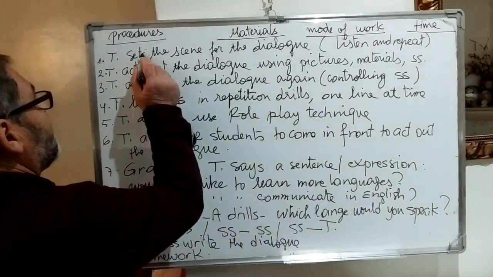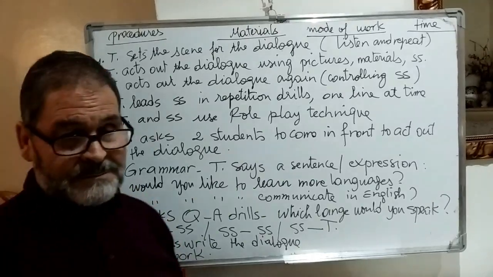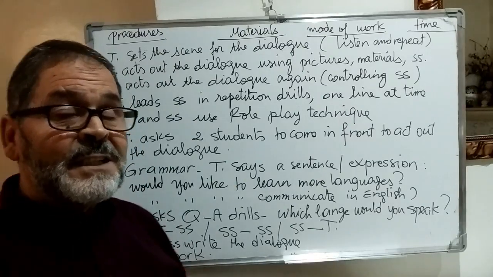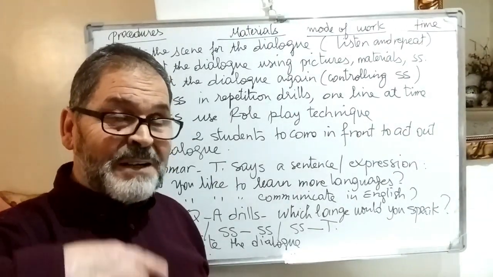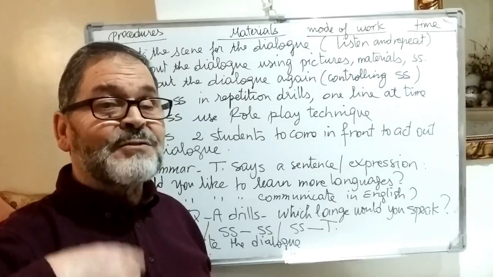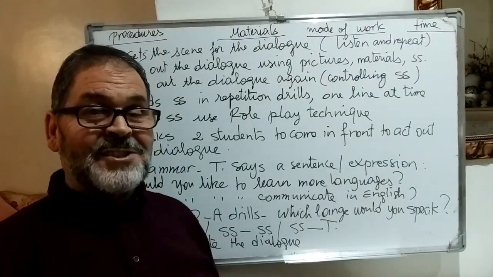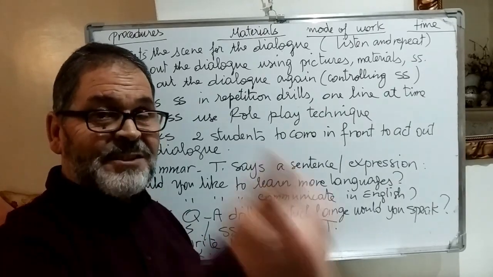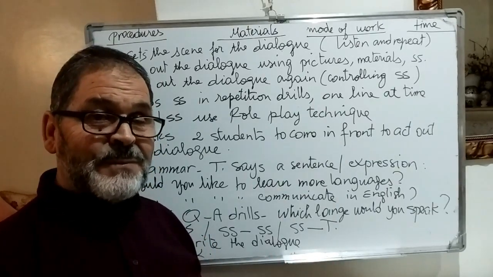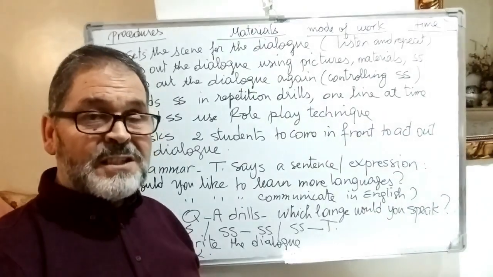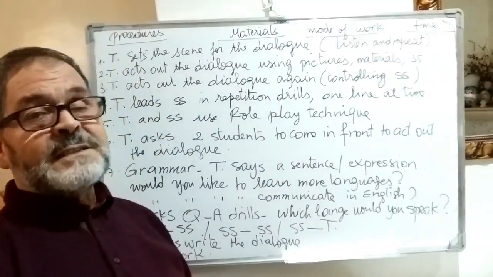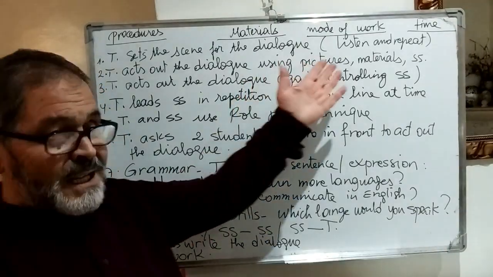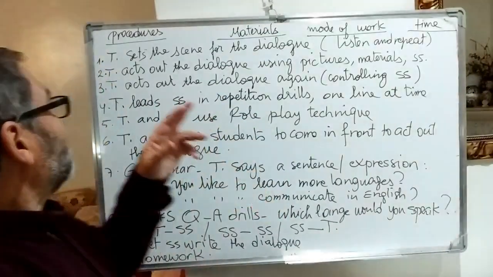So first, the teacher sets the scene for the dialogue. He says, listen and repeat. And you know the audio-lingual method, we are going to repeat fragment by fragment, sentence by sentence, and the students repeat after the teacher. When the teacher says a sentence or an expression, the student repeats after him or after her for pronunciation, for intonation, for different reasons. This is how we learn language. So we say, listen and repeat, please.